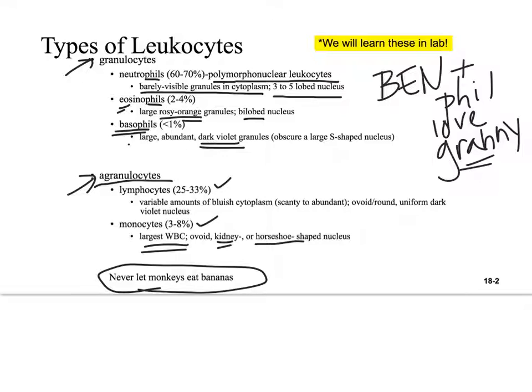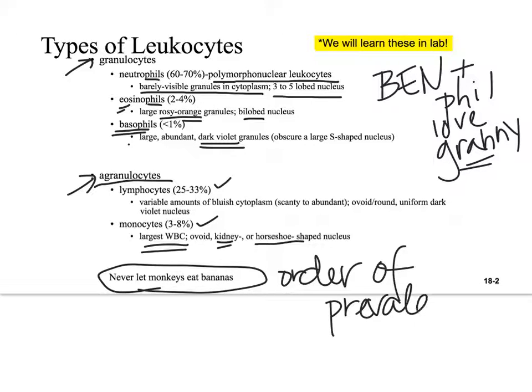So this is the order of prevalence. Never is neutrophils, lymphocytes, monocytes, eosinophils, basophils. So this is greatest to the least.